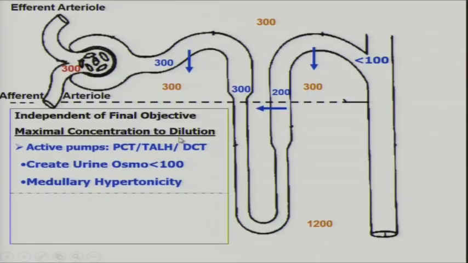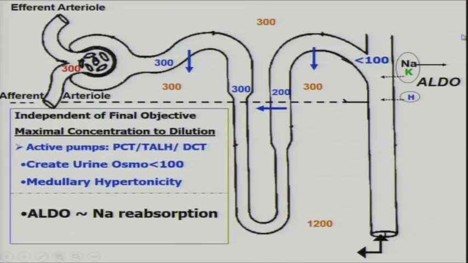Now, independent of our final objective, whether you want to concentrate or dilute your urine, you have to have these active pumps in the proximal tubule, thick ascending limb, and distal convoluted tubule, and the co-transporters, to create the osmolarity down to less than 100 and the medullary hypertonicity. Now we're in the distal nephron, and you have reabsorption of sodium, and you end up secreting potassium and hydrogen because of the effect of aldosterone. Finally, your urine is going to come out with an amount of urinary sodium that we will be able to measure.